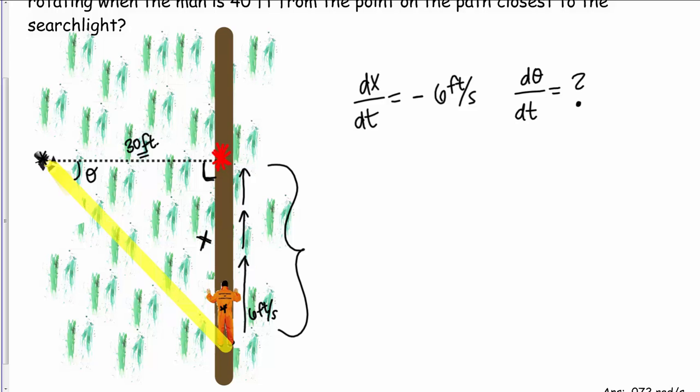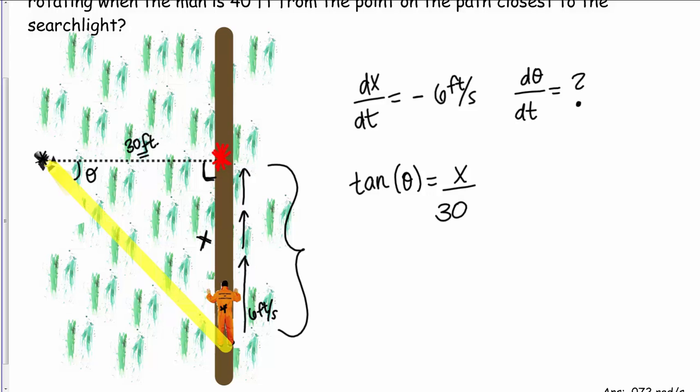So the relationship that we're going to be able to use here is actually the tangent of the angle theta. So remember, the tangent is the opposite side over the adjacent side. So tangent of theta then would equal x over 30. So this is a relationship between the variables we're interested in.